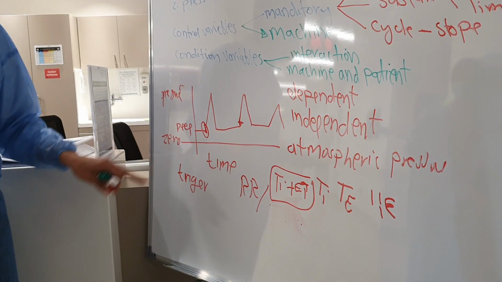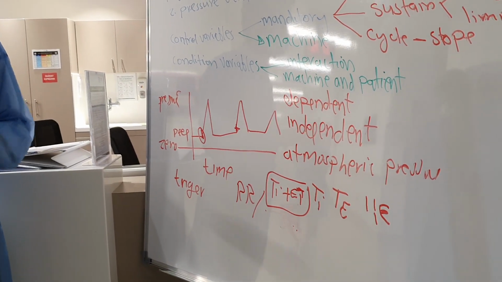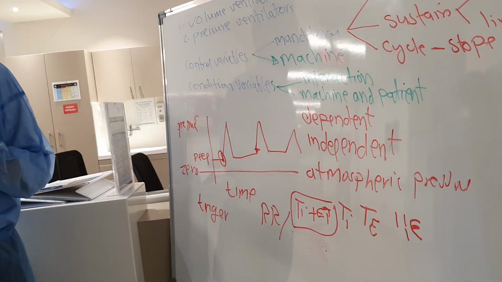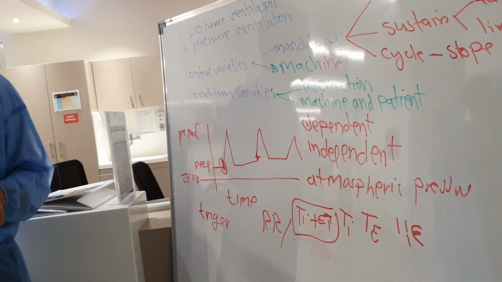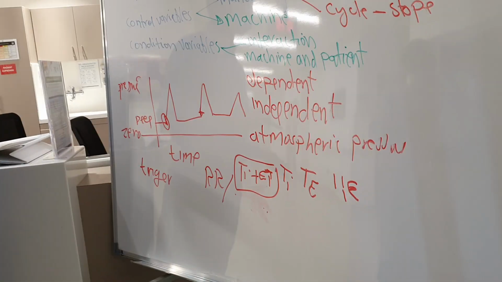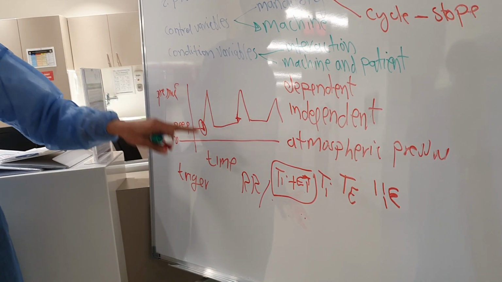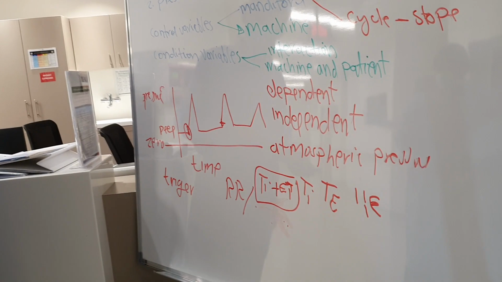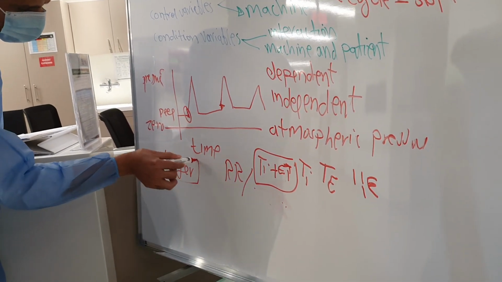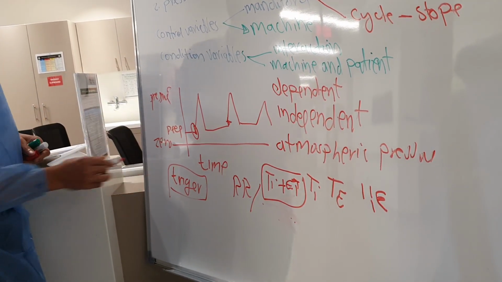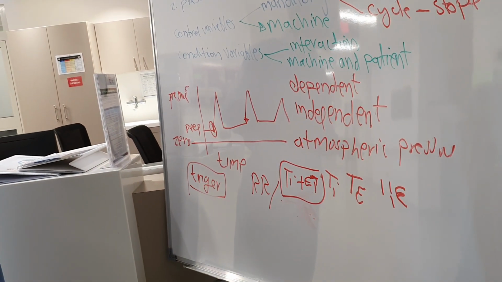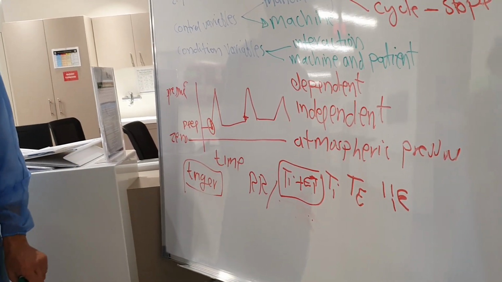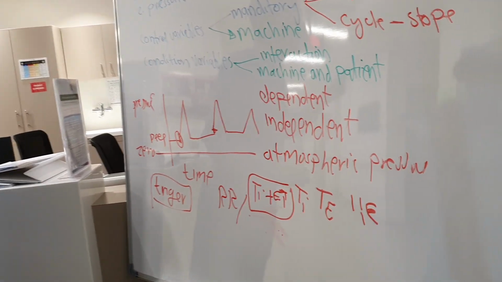So the trigger can be two types. Either conditional: when the patient does that, do this. Or non-trigger: we tell the machine, once the expiratory time finishes, give. So control variables depend on the expiratory time finishing. Conditional variables depend on when the patient does something. So that's the start, or the trigger. It can be controlled, or it can be conditional.